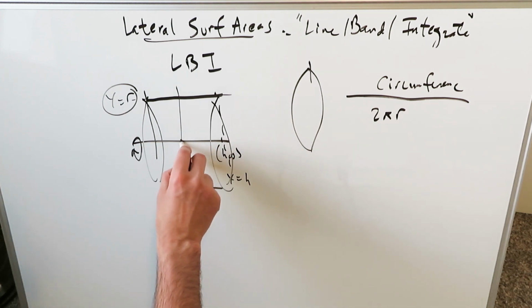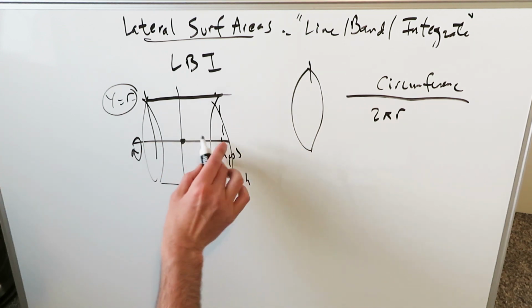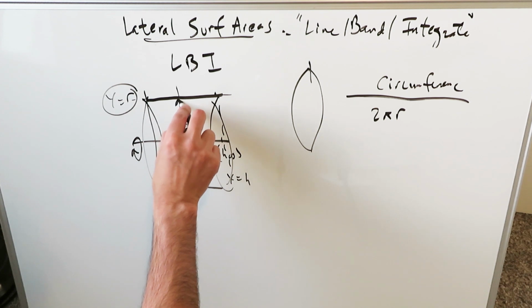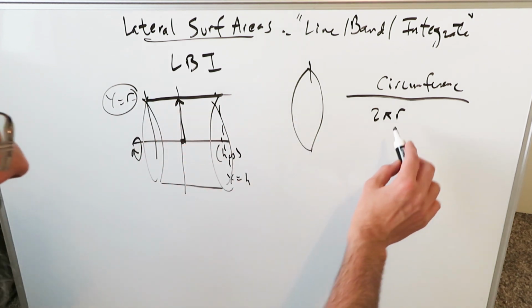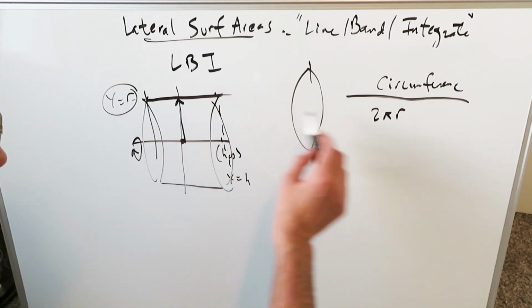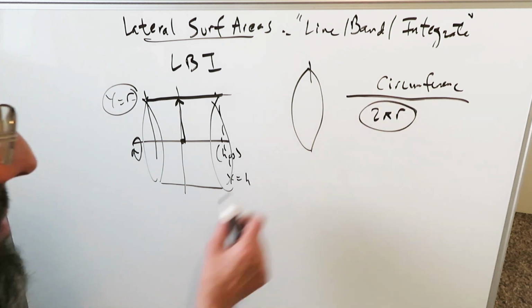But I need to know what the radius is. What's the radius? The radius is always the distance from your line of rotation, here the x-axis, to your function, and here the function is y equals r. So hence the radius is equal to r, my circumference is equal to 2 pi r.